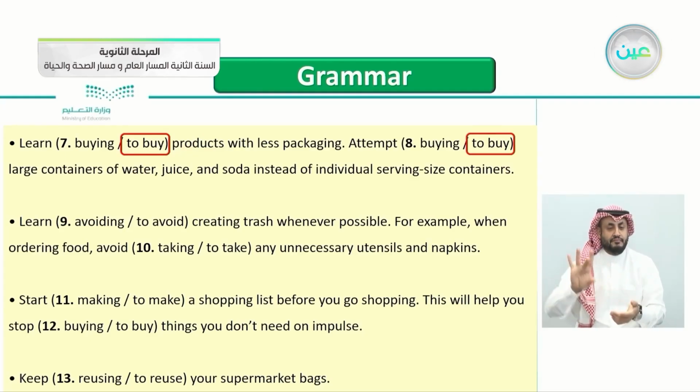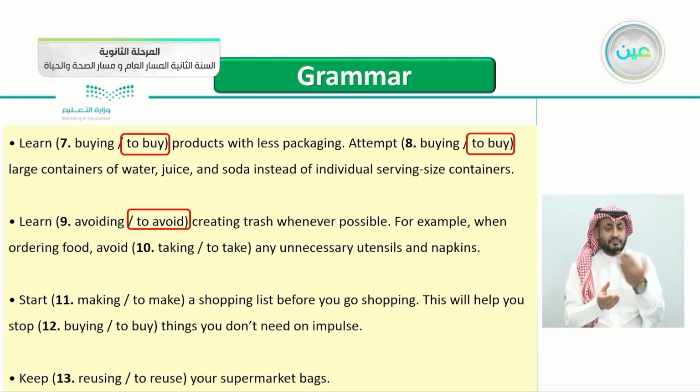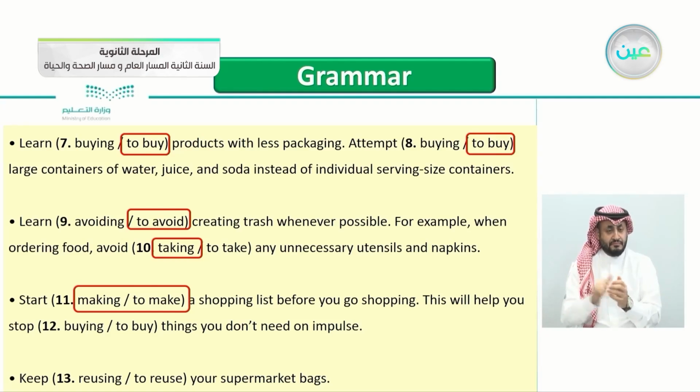Number 9 here, learn avoiding or learn to avoid creating trash whenever possible. So, learn to avoid creating trash whenever possible. For example, when ordering food, avoid taking or to take any unnecessary utensils and napkins. So, the verb avoid. Do we say avoid taking or avoid to take? Yes, avoid taking any unnecessary utensils and napkins. Number 11 here, start making or to make. Yes, that's correct. Both of them are correct.